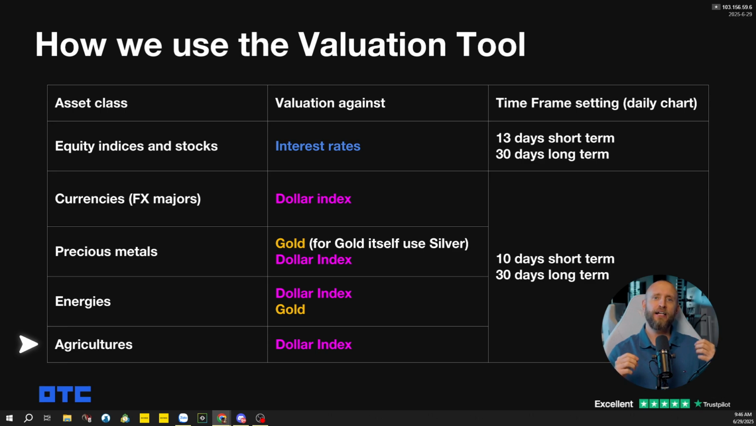Finally, for agricultural commodities, valuation is measured against the dollar index using the same 10-day short-term and 30-day long-term look-back settings as energies. By configuring the tool correctly, you ensure that valuation insights align with each asset class's key economic drivers. Let's now explore how to apply this in practice.